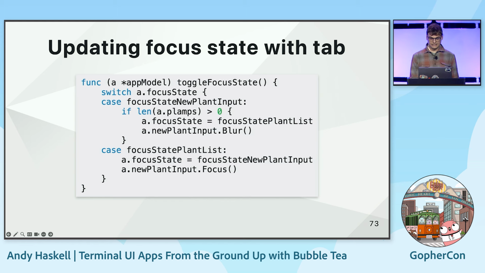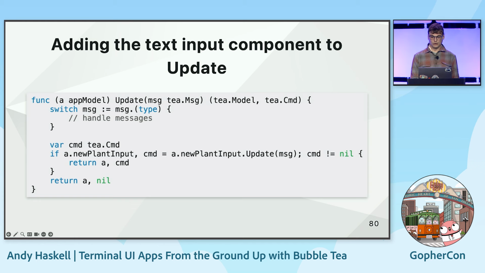For the up and down arrow keys, we're also adding focus state here, so we only process the arrow key input when the list is selected. So now we don't respond to up and down input at all if the new plant input's focused. And finally for update, remember how I said the Bubbles components have view methods like tea.Model does? In addition to that, Bubbles components also have an update method so that individual components can process messages the same way that a Bubble Tea model would.